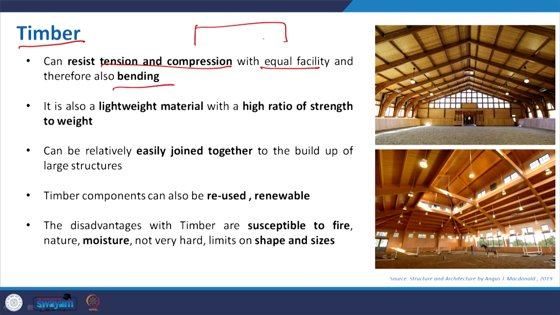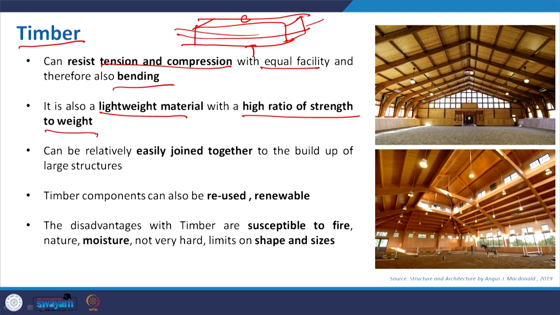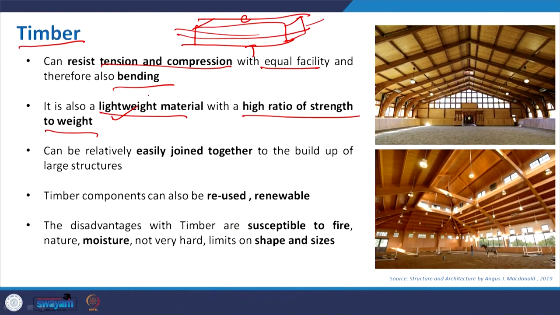So, it will act really like the wooden batten. It can also take the tension at the bottom if it is like a slab, and the compression at the top. It is also a lightweight material compared to others in that category, with a high ratio of strength to weight. So, whenever you use some material, the achieved strength is also compared to the weight, because if the material itself has a high self weight, that will add on to your dead load. So, we want something which will have good strength, good density, good elasticity, as well as being lighter in weight, so that it can really go with that.